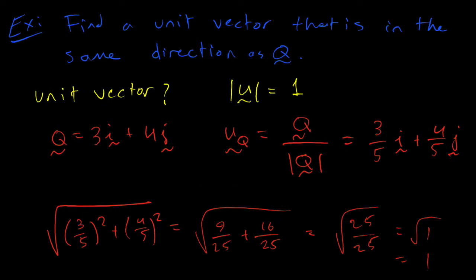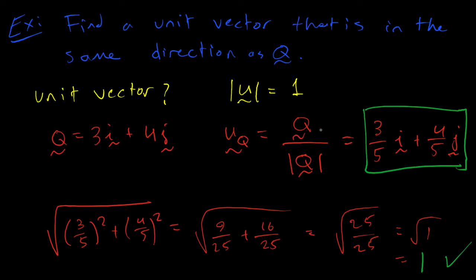A quick recap here. The question asks, find a unit vector that is in the same direction as q. So we got q, and we divided it by its magnitude. We divided the vector by its magnitude, and then we got this expression, which we later checked whether its magnitude is 1 or not, and then we confirmed that it is 1. So this is our answer. This is a unit vector that is in the same direction as q.